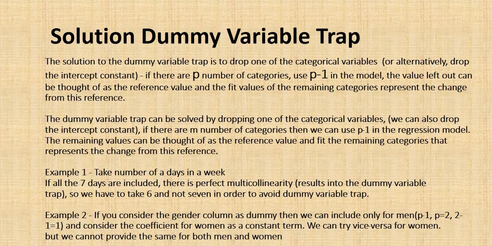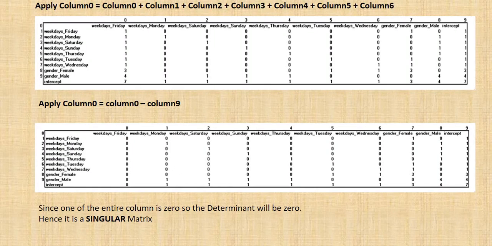Now, suppose there are p categories, then we can use p minus 1 in the regression model. The remaining value can be thought of as a reference value, and the fitted categories represent the change from this reference. I have already shown in my previous example that if all 7 days are included, there is multicollinearity. It's a perfect multicollinearity because ultimately my intercept will be equal to this column.